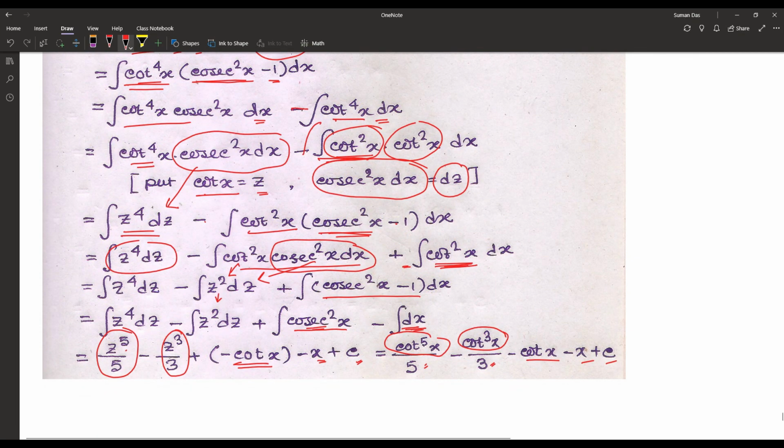And today, that is the end of the third part of the standard integral.